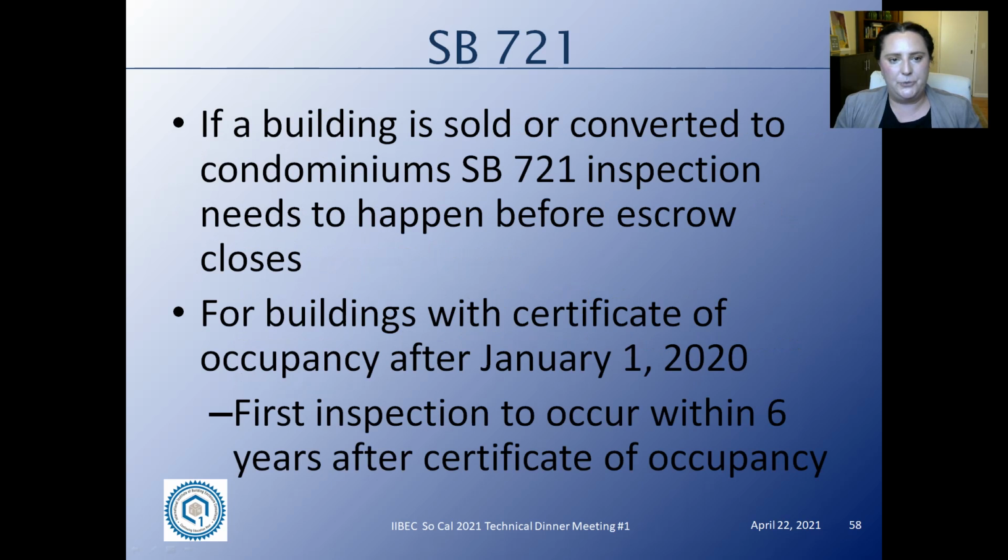If a residential building is sold or converted to condominiums, the SB 721 inspection needs to happen before escrow closes. And for buildings that were built after January 1st, 2020, the first inspection needs to occur within 6 years of the certificate of occupancy. So this is something to note too. The age of the building does not matter for 721. Even brand new buildings are going to require these regular inspections to occur.